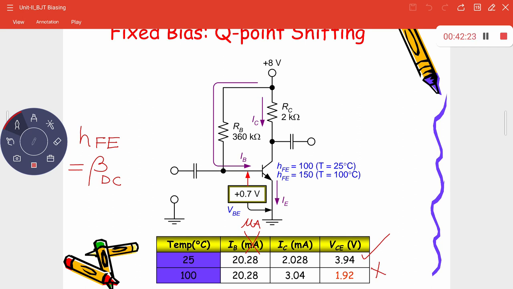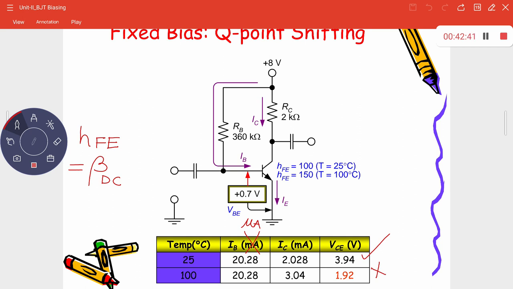Right? So from 4 volt to 2 volt. You would like to place the operating point right in the middle, close to 4 volt. Now it has reduced from 4 to say 2 volt. It's not at all desirable.